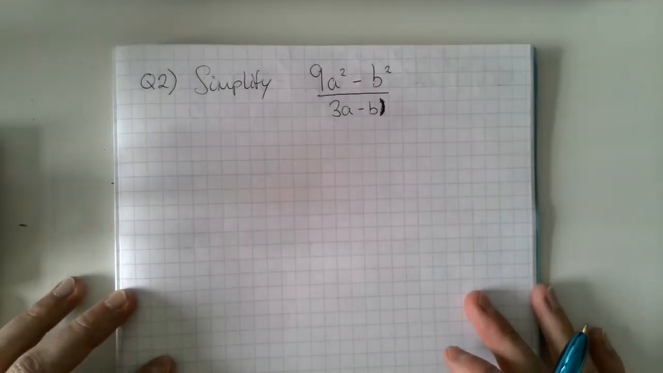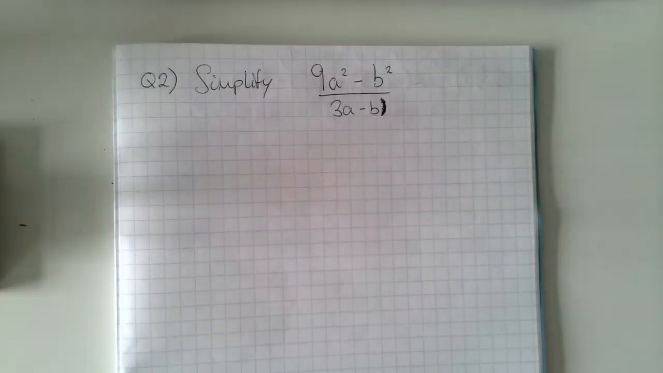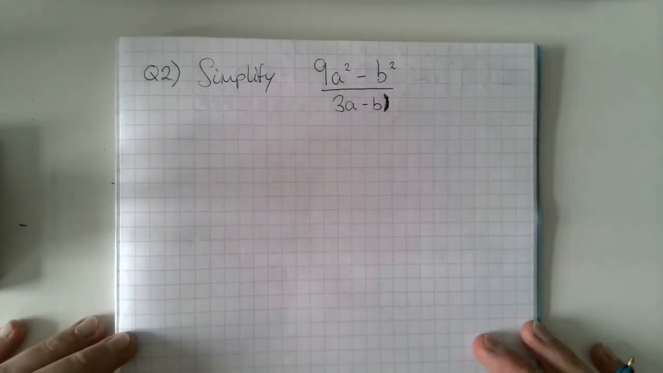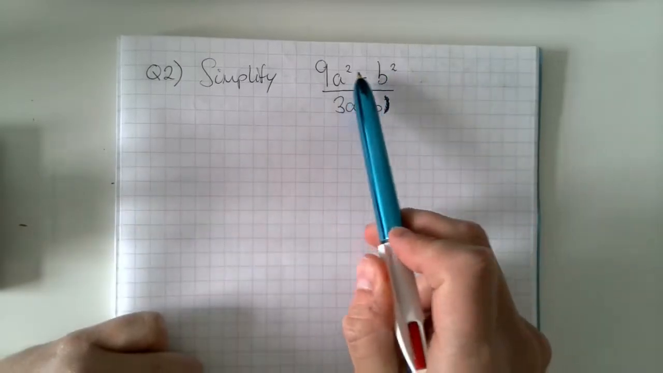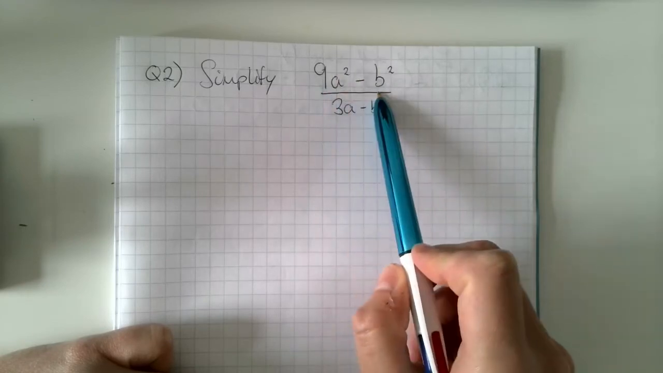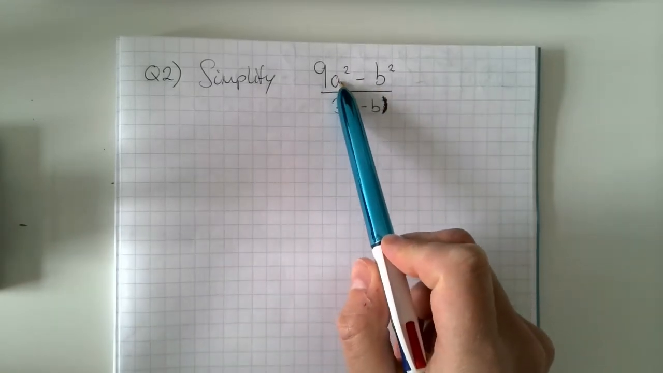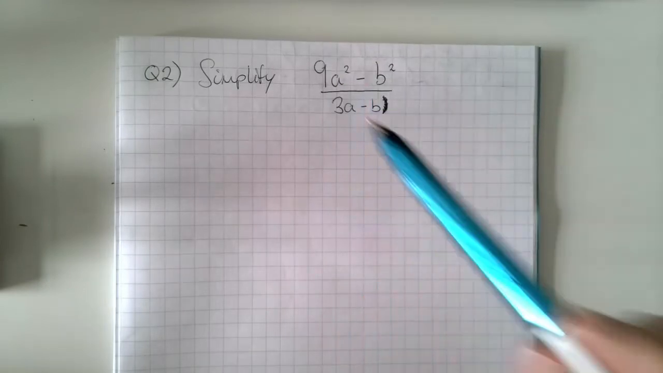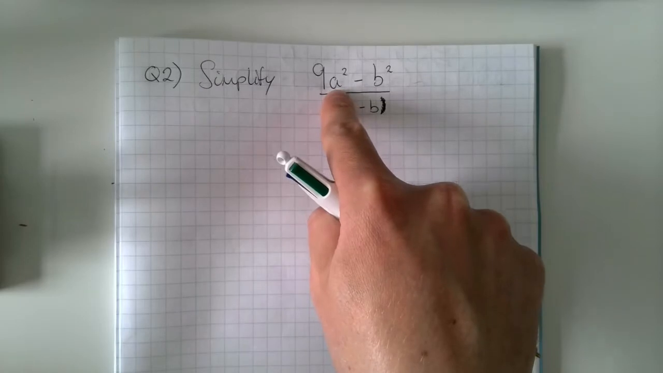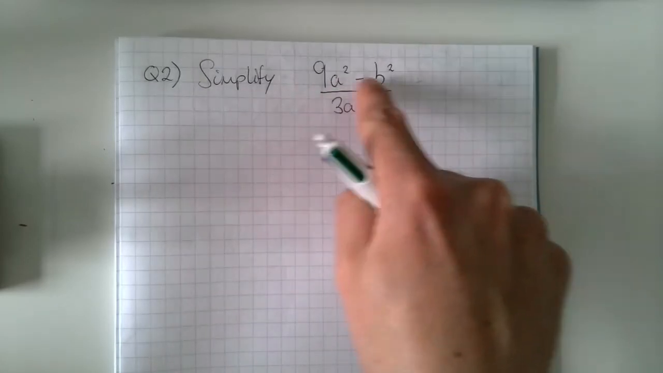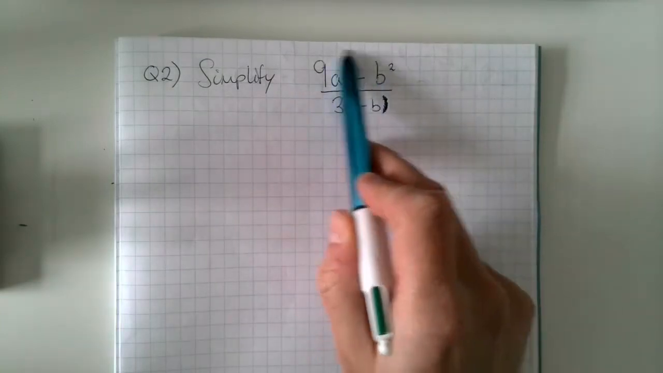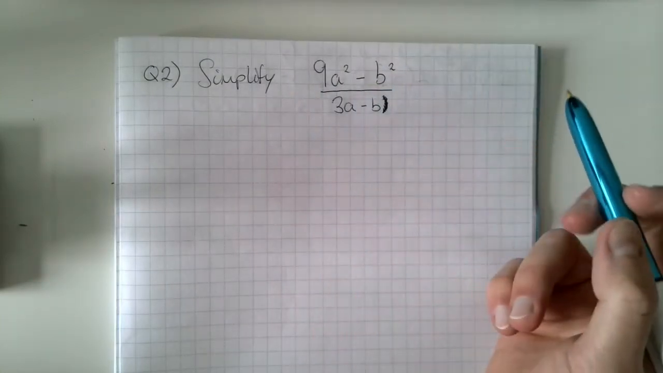Question 2 asks me to simplify 9a squared minus b squared over 3a minus b. Okay, now I can factorise the top of this fraction. I can't take anything out that's in both the first and second term, because in my first term I've got a number and I've got some a's, and in my second term I've only got b's, so there's nothing that's the same that I can take out. But I know that this numerator, or the top of this fraction, is going to factorise.